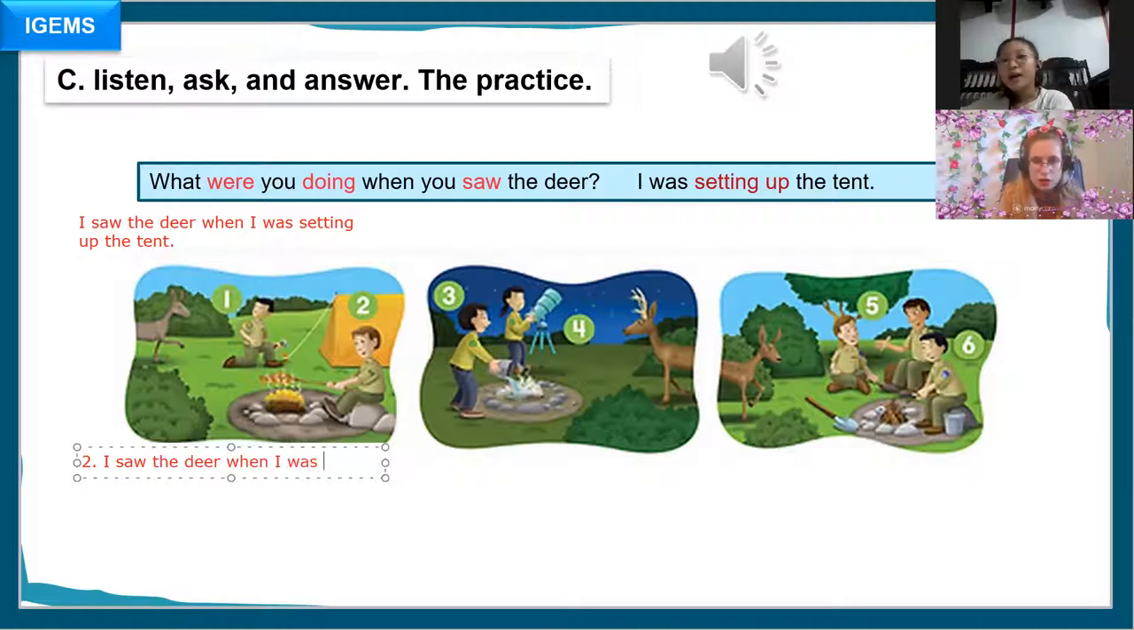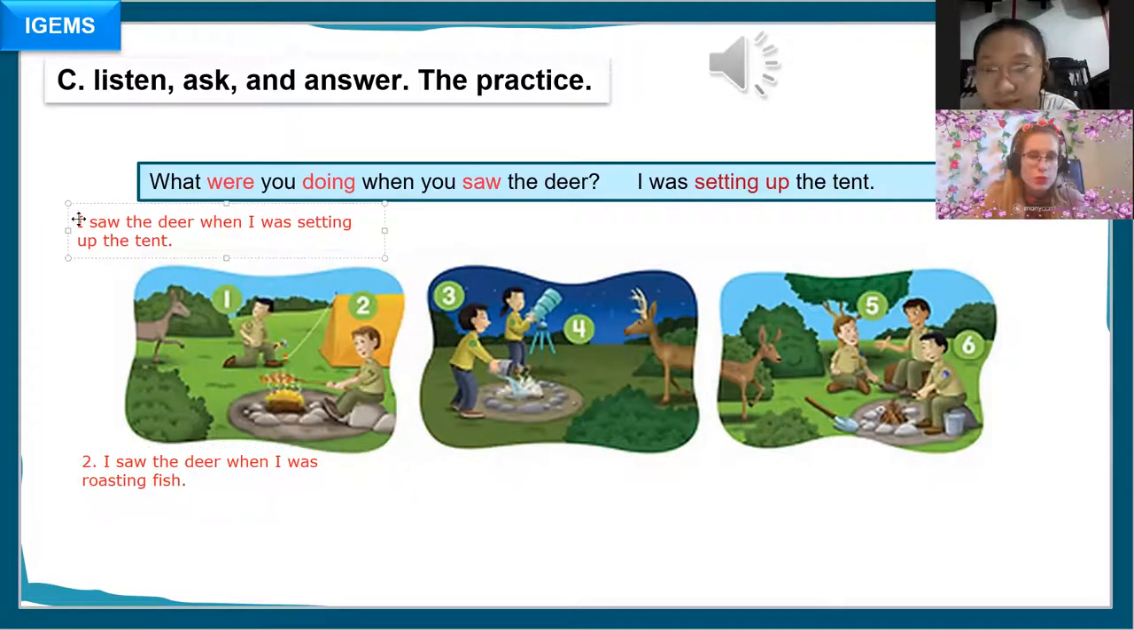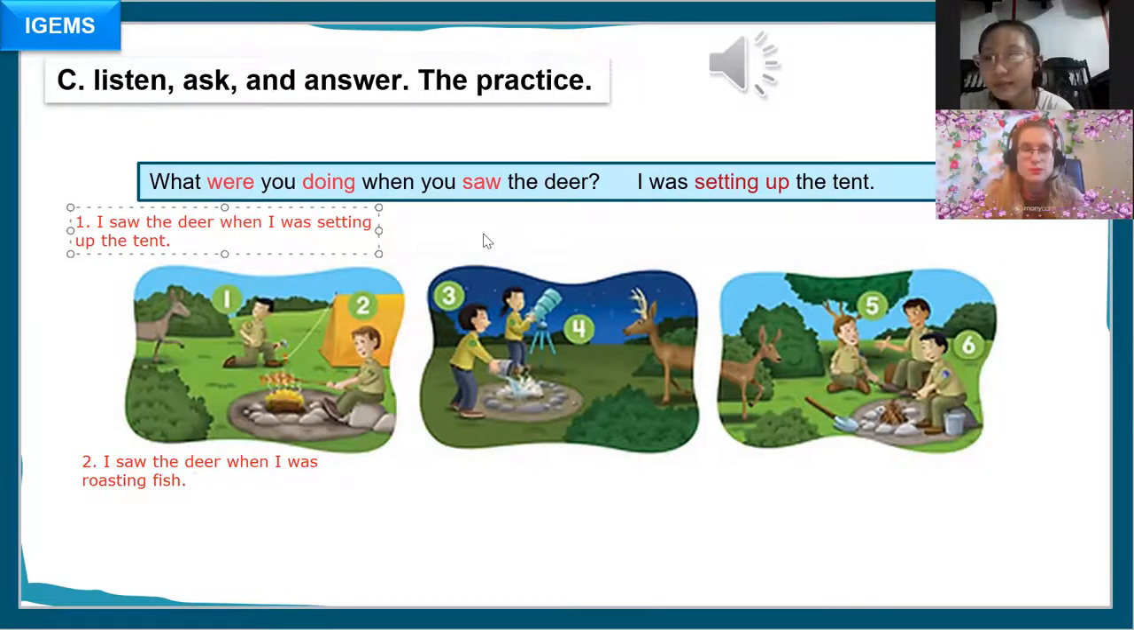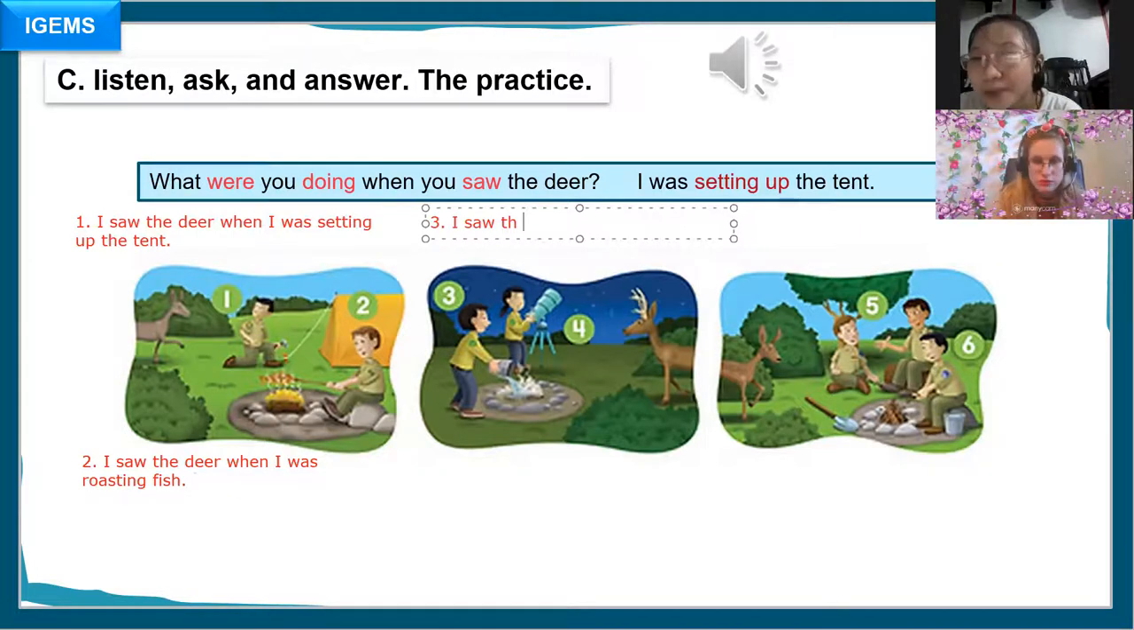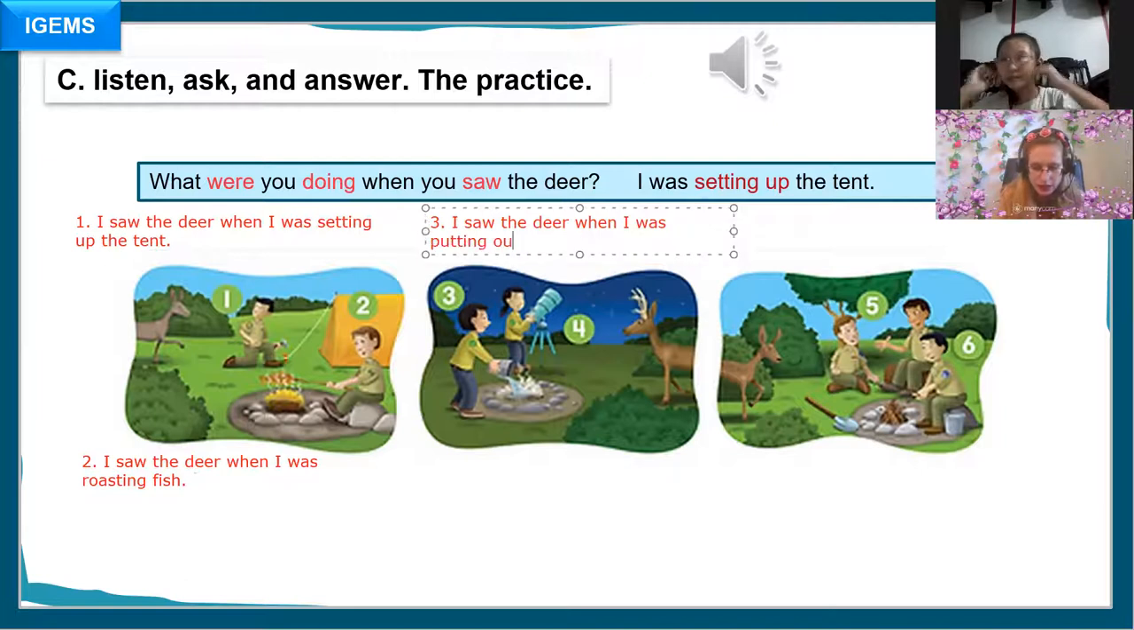Let's put a number one by this one so we don't get confused. Number three. What were you doing when you saw the deer? I saw the deer when I was putting out the campfire. Good job. I saw the deer when I was putting out the campfire. Good job.